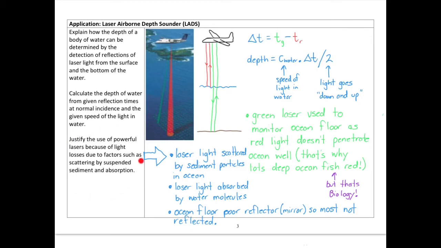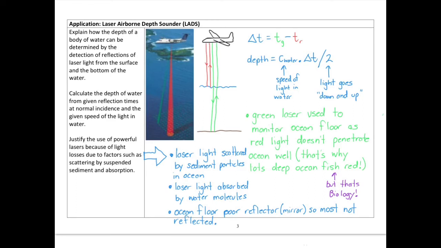We also need to justify why we need to use really powerful lasers here to do this. Basically, laser light is scattered by sediment particles in the ocean. There's sand and mud and even little fish and plankton and all sorts of things in the water, and they will scatter off some of this light, so it won't have a chance to get reflected back to the plane. Laser light is also absorbed by the water molecules.